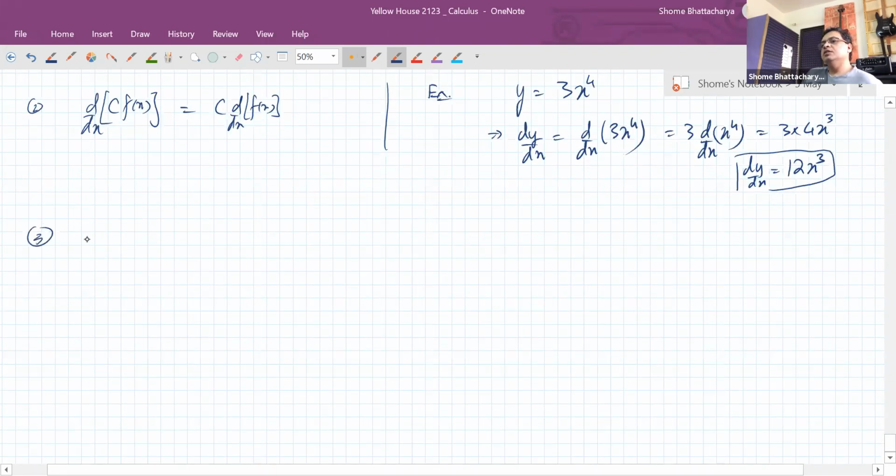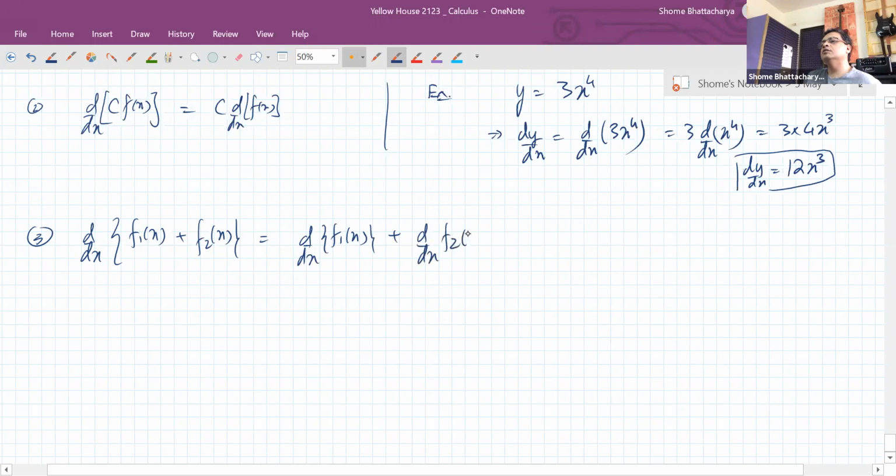Then very similarly, another rule we'll use is the differentiation of the sum of two functions. Sum or difference, in fact, is just like the distributive property. We can open this bracket and apply the differentiation operator separately to each one. That will apply even if this is a minus sign.